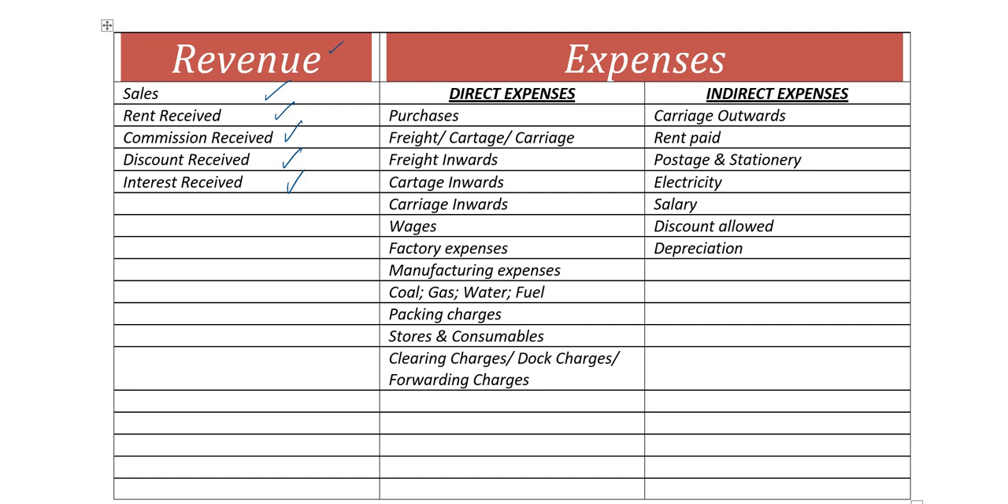Under direct expenses, we have purchases, freight, cartage and carriage, freight inwards, cartage inwards, carriage inwards, wages, factory expenses, manufacturing expenses, coal, gas, water, fuel, packing charges, stores and consumables, clearing charges, dock charges, and forwarding charges. Under indirect expenses, we have carriage outwards, rent paid, postage and stationery, electricity, salary, discount allowed, and depreciation.